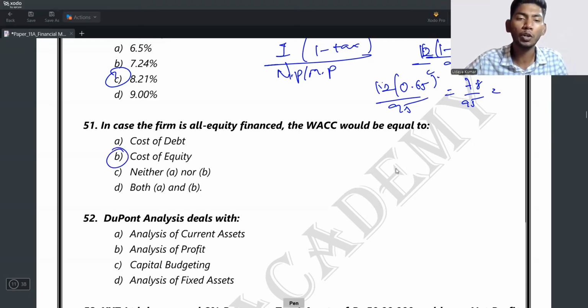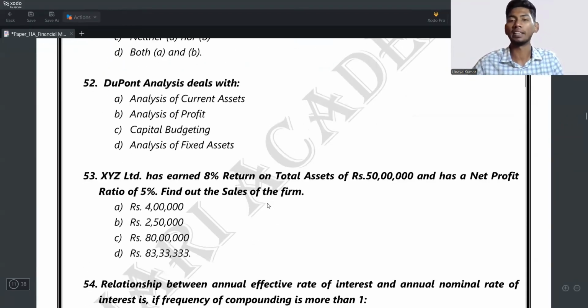Okay, moving to question number 52. DuPont analysis. It's quite easy, right? DuPont analysis is one of the financial assessment frameworks that breaks down a company's return on equity into three components: profitability, asset efficiency, and financial leverage. Profitability is measured by net profit margin, asset efficiency is measured by asset turnover, and financial leverage is measured by the equity multiplier.